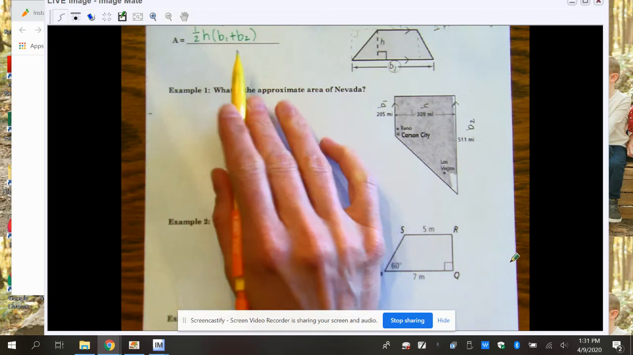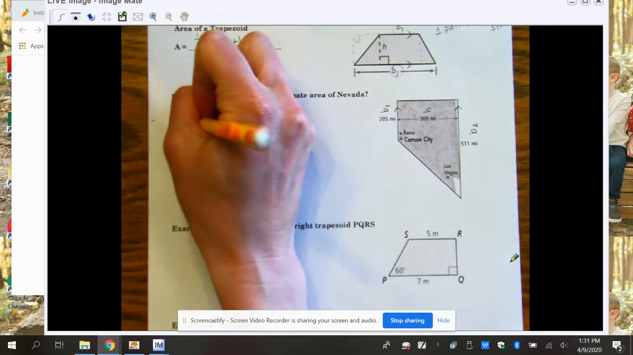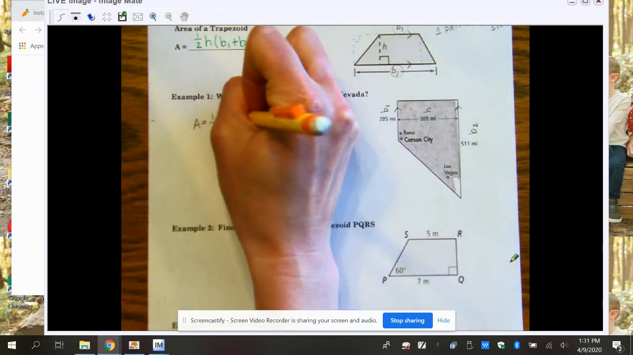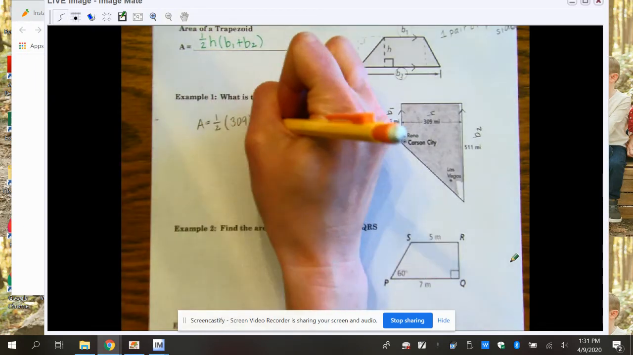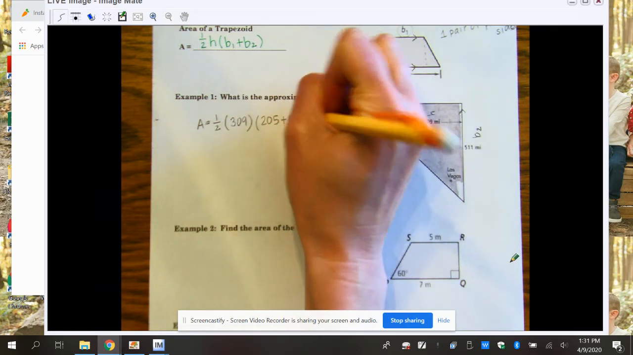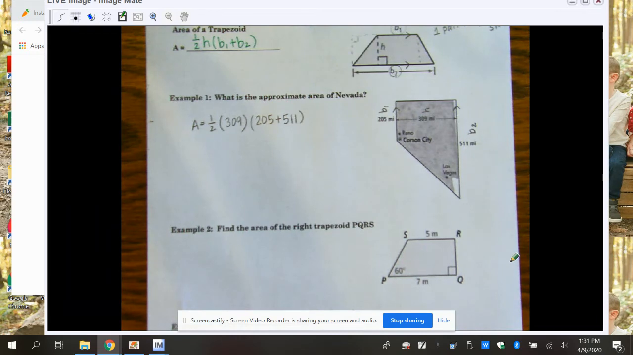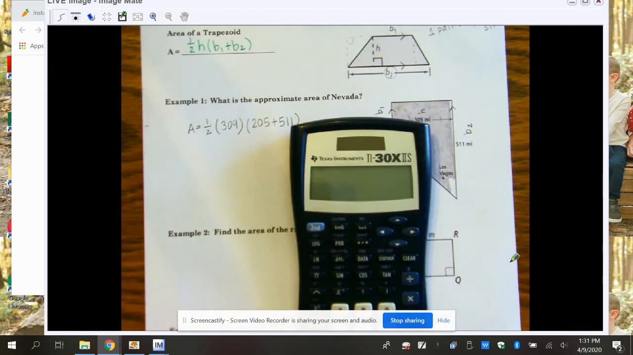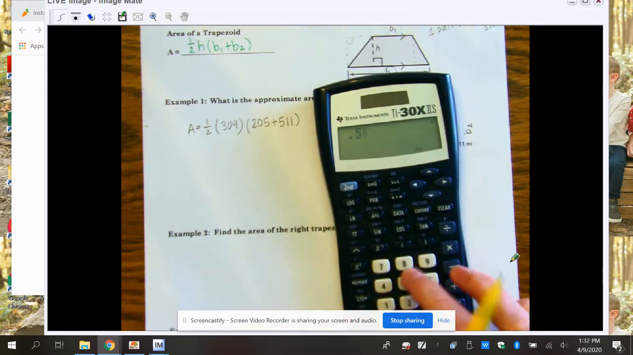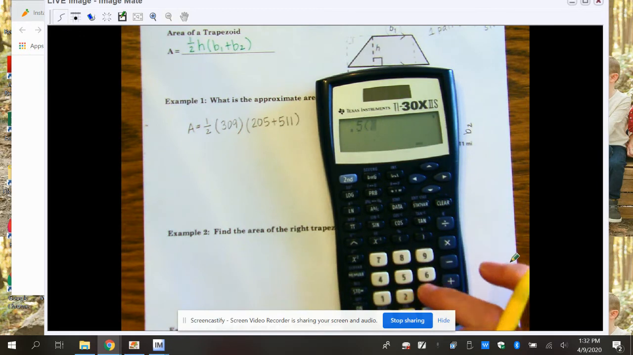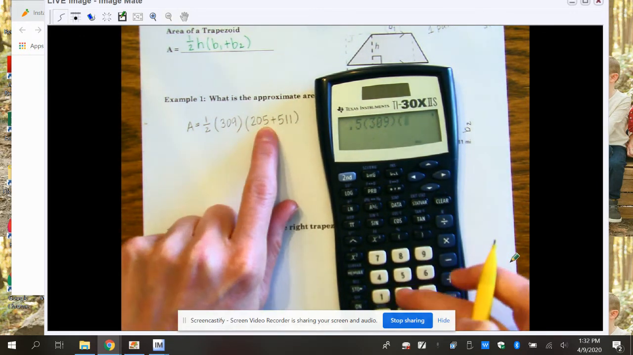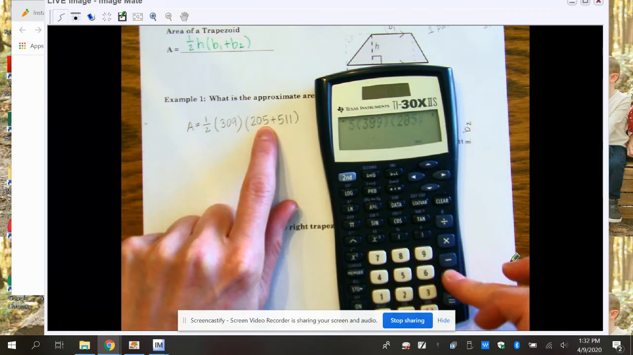When I substitute everything into this equation, it's 1/2 times the height times the sum of the bases. So 205 plus 511. Once you've got all that, you can type this whole thing right into your calculator. Instead of typing in the fraction, I'll use the decimal: 1/2 times 309. Just make sure you put this sum in its own set of parentheses.